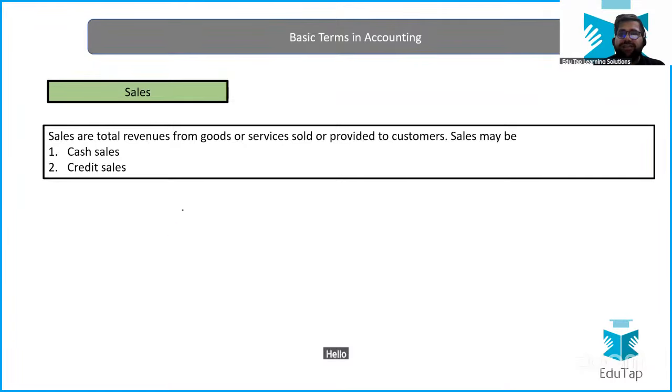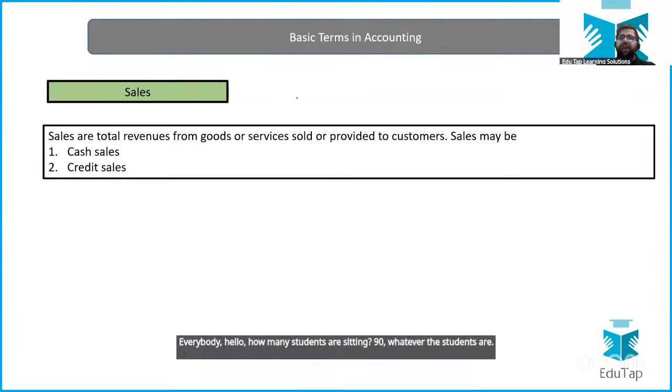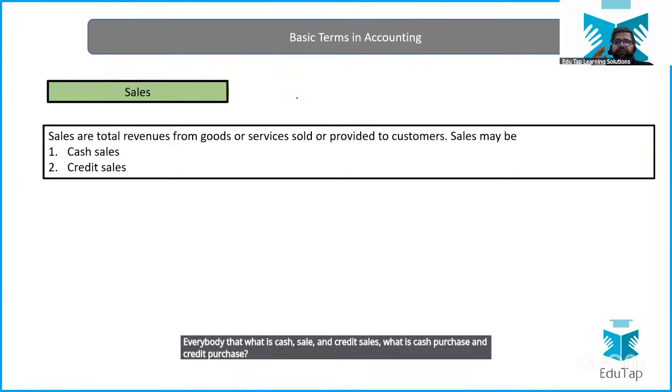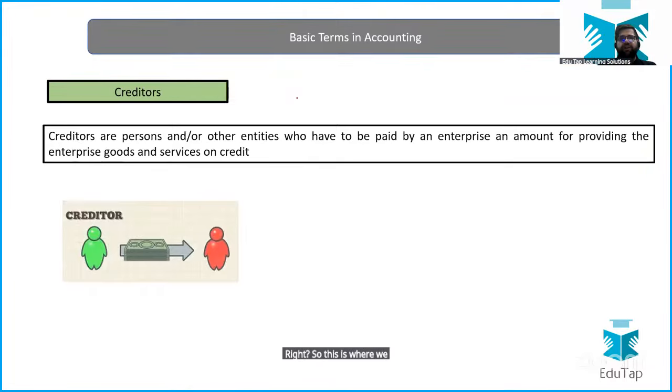Everybody, understanding or not? How many students are sitting? 90, whatever the students are. Everybody, do you understand what is cash sale and credit sale? What is cash purchase and credit purchase? Right? So this is where we complete all the important terms.